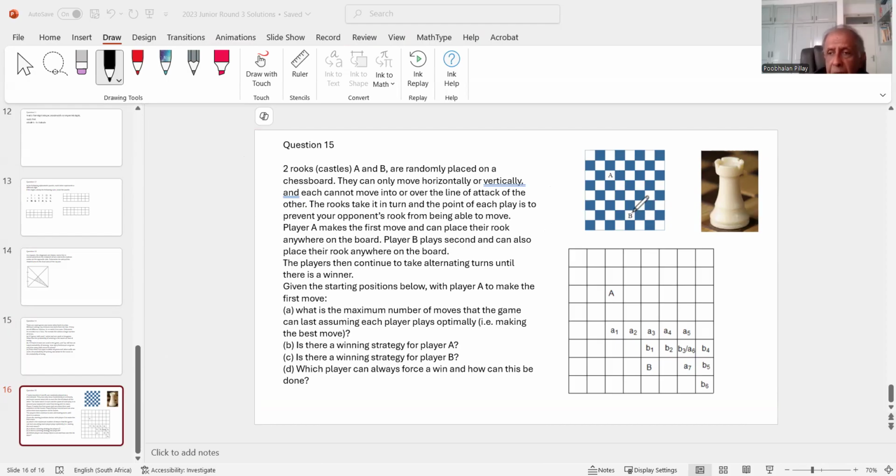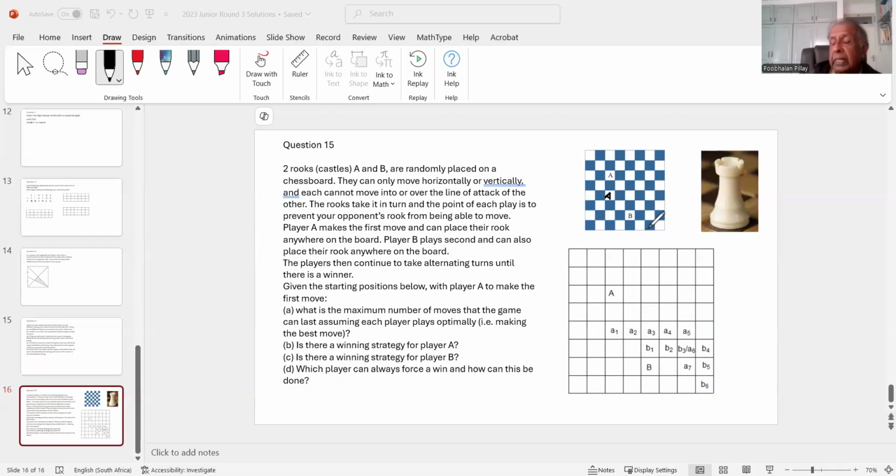A must move in such a way that A is in the same diagonal as B. So if there's B here, A's first move will be here. I called it, in this picture here, A1, A's first move. So you can see, right?